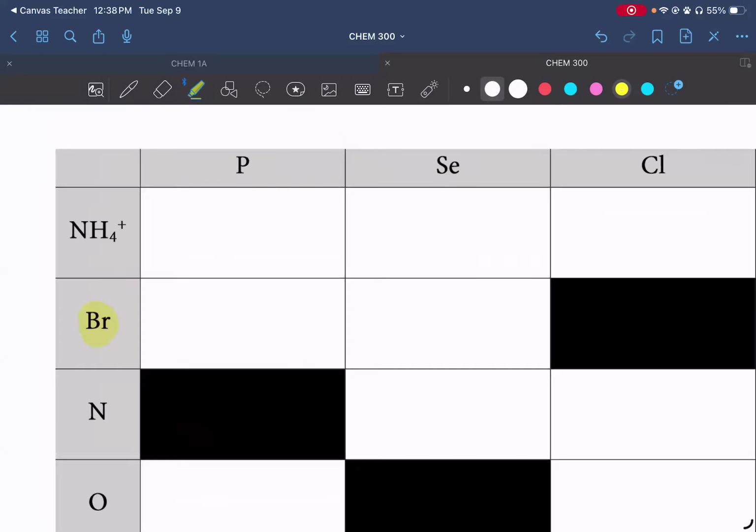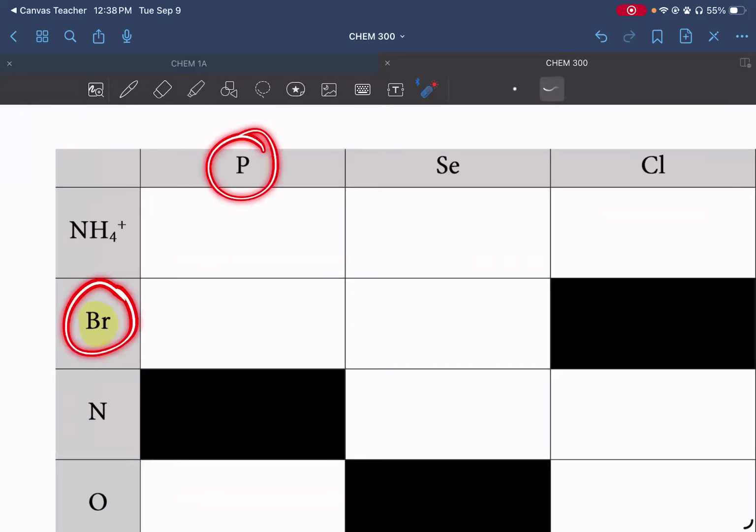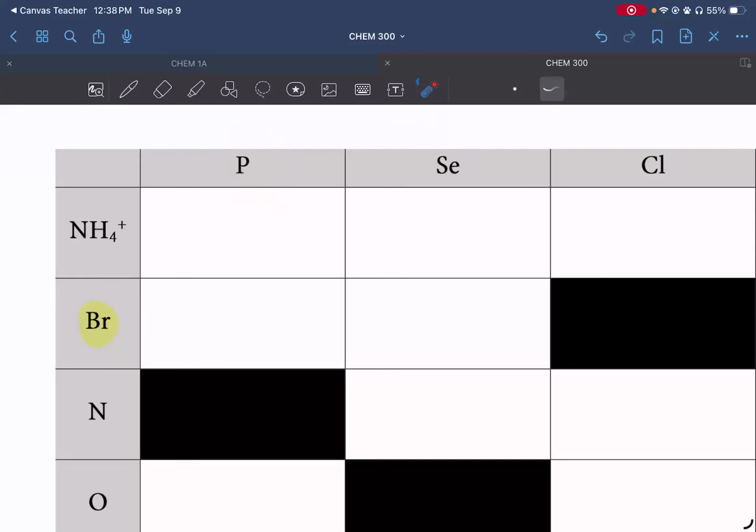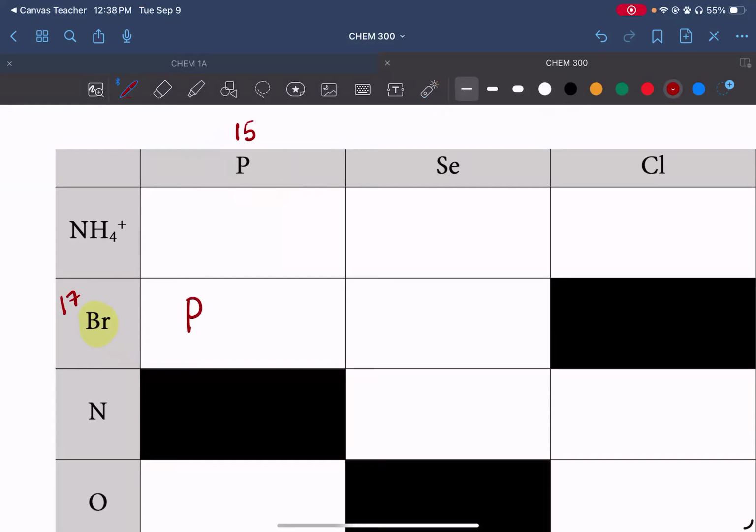All right. We have here phosphorus and bromine. Looking at where they are on the periodic table, we do have a situation where they're both non-metals. We don't know which one will be which. So we look at the periodic table. Phosphorus is in group 15. Bromine is in group 17. The rule states that the lower group number is written first, P, and then the higher group number is written second.